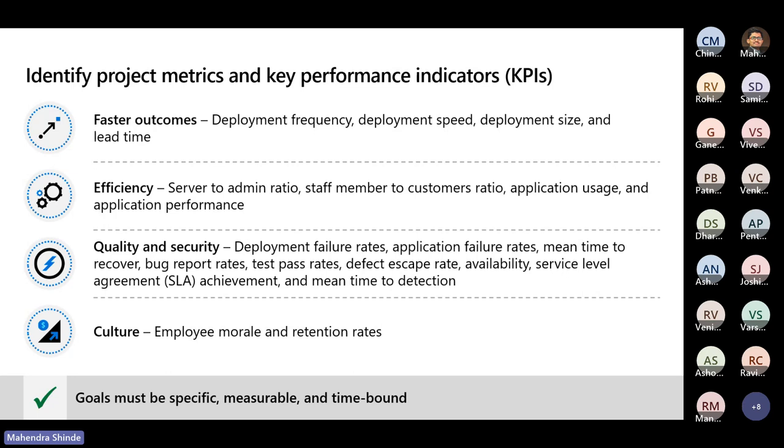Efficiency, server to admin ratio. Few people able to manage multiple servers, staff members to customer ratio, application usage and application performance, etc., can be improved by implementing DevOps. Quality and security. When an organization goes for DevOps, they are planning to reduce deployment failure rate, reduce application failure rate, reduce mean time to recovery, MTTR.